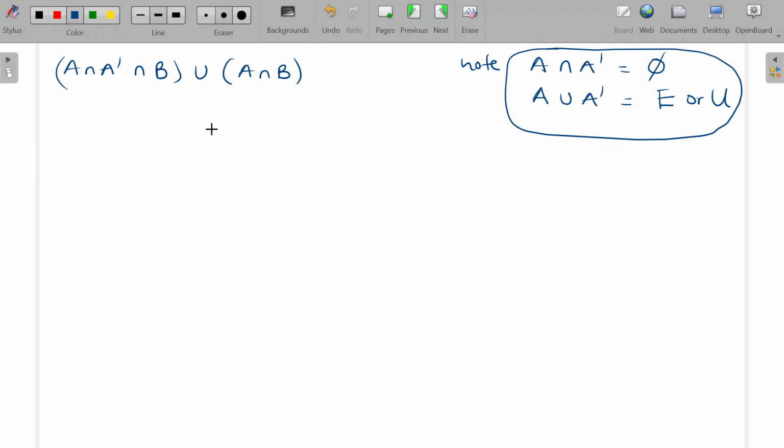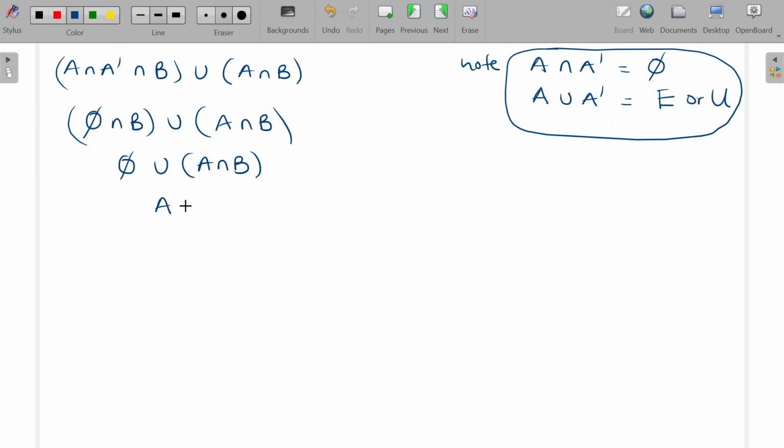From here, since we have A intersection A complement, we are going to have empty set this side, intersection B, union A intersection B. Now, when you intersect a set with an empty set, the answer is just empty set. Then unionizing it with A intersection B, you're going to have A intersection B, because you add the empty set and you are just going to have A intersection B as your final answer. Are we together?